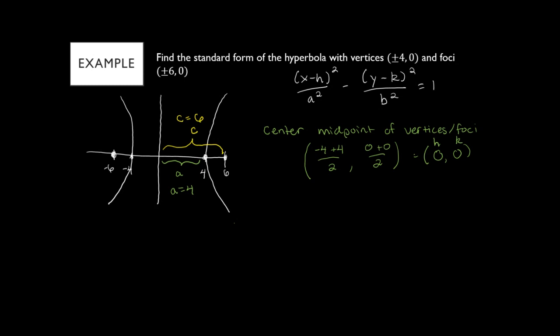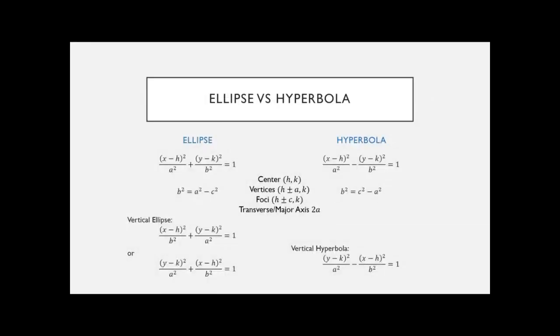So we know H and K, we know A squared because we know A. Now we need to find B squared. And so this is where we're going to use that formula. B squared is equal to C squared minus A squared. So I have that written here because that's usually most of the time we're finding B squared. Very rarely are we finding something else. We usually know A and C, and then we need to find B.